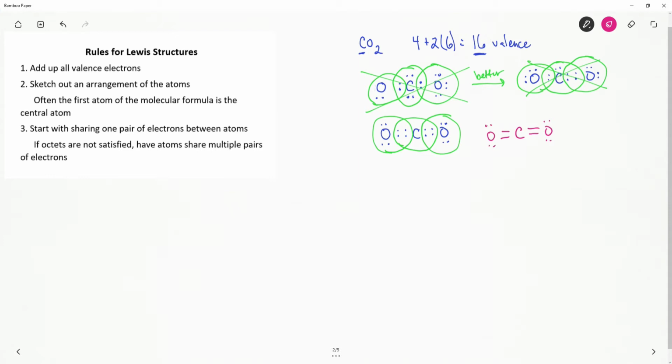So instead of drawing out the 4 electrons in between the carbon and oxygen, I have put in 2 lines to represent a double bond. Now let's do the Lewis structure for nitrogen gas.